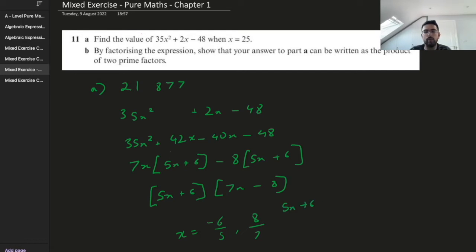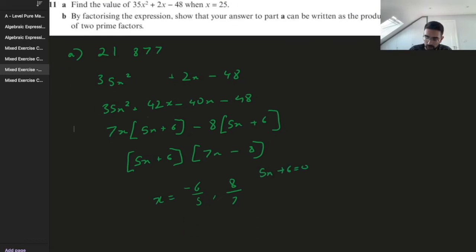It's essentially solving 5x plus 6 equals 0, which is 5x equals minus 6, so x is equal to minus 6 over 5. And then again here, it's doing the same thing. So here, x is equal to 8 over 7. Okay, that's why it's getting these answers.